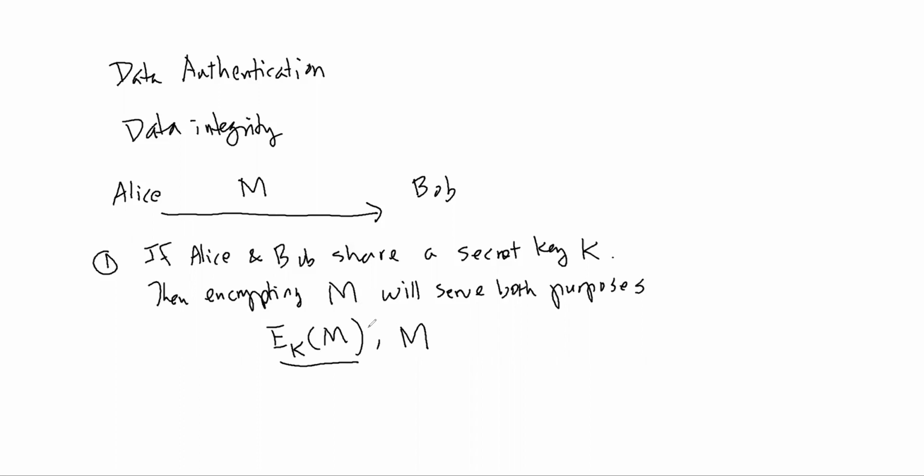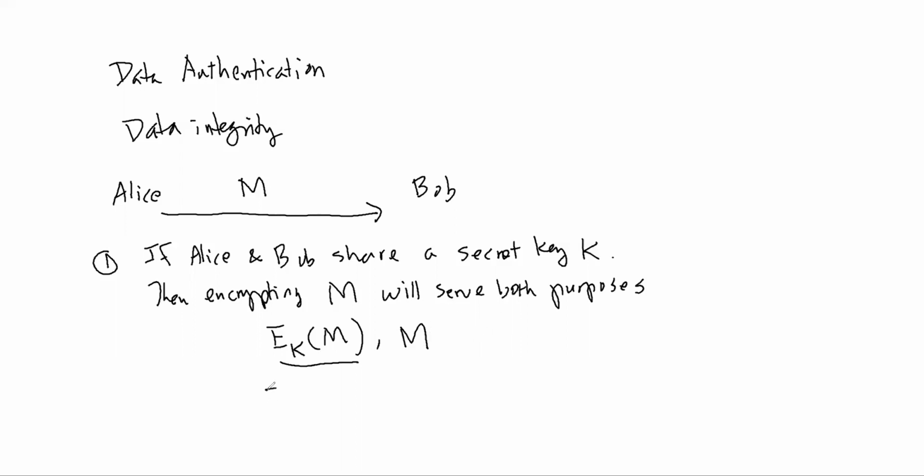But of course, Alice may not want M to be seen. So how can we obtain data integrity if Alice doesn't want to reveal M? There is a method. Instead of sending over M, Alice can use a strong cryptographic hash function to hash M.